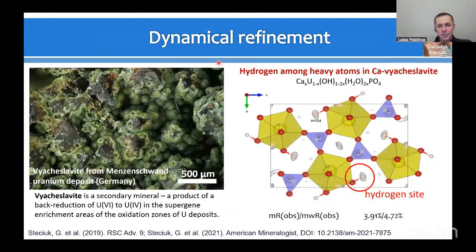This is a nice example I like to show. This is a uranium containing phosphate, calcium, uranium, and it contains OH groups. And when everything is properly done, the R factor is about 4%, and there is a nicely visible maximum corresponding to the hydrogen atom on an OH group just next to uranium. So we can see even these subtle details in electron diffraction data.